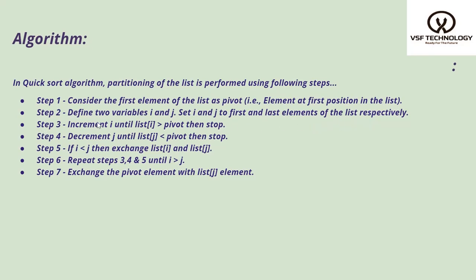Step 3. Increment i until list[i] is greater than the pivot, then stop. Step 4. Decrement j until list[j] is less than the pivot, then stop. Step 5. If i is less than j, then exchange list[i] and list[j]. Step 6. Repeat steps 3, 4 and 5 until i is greater than j. Step 7. Exchange the pivot element with the list[j] element.